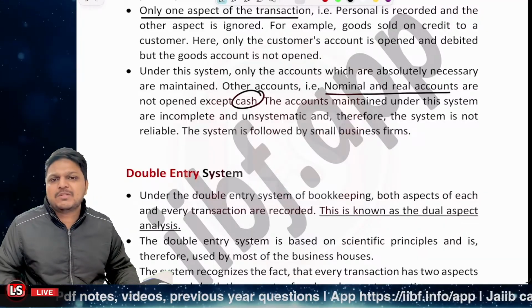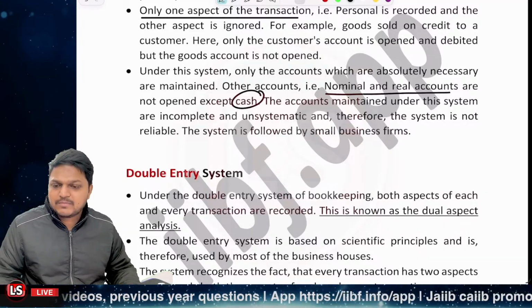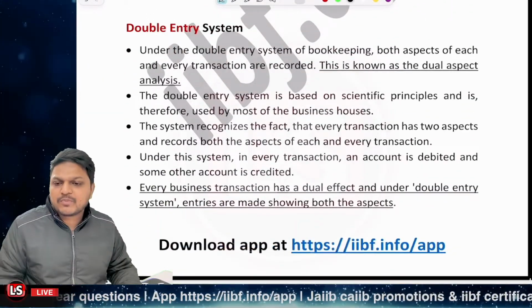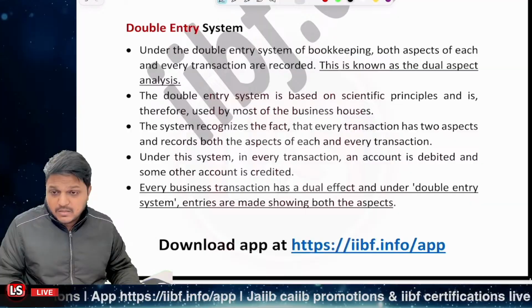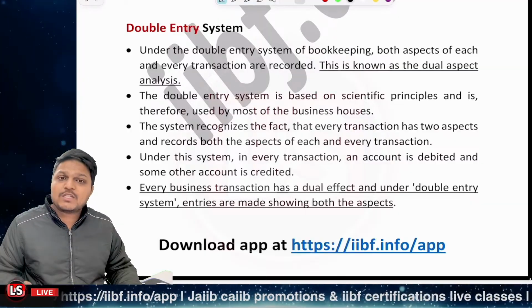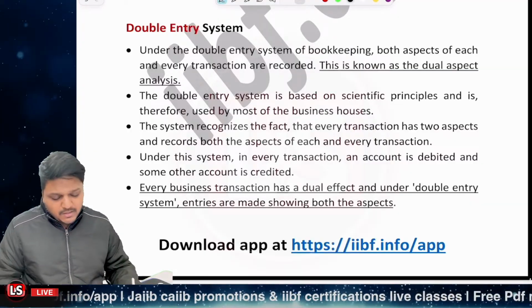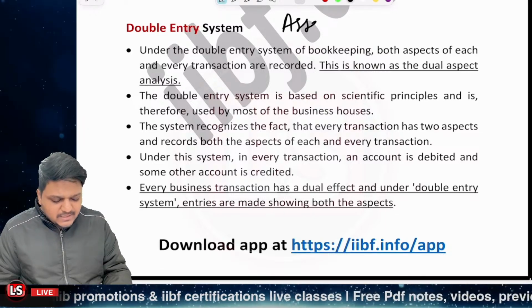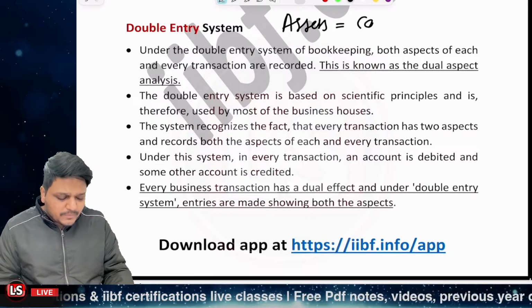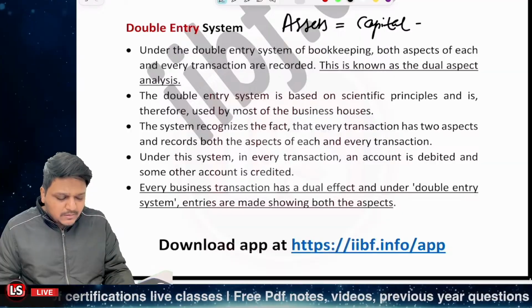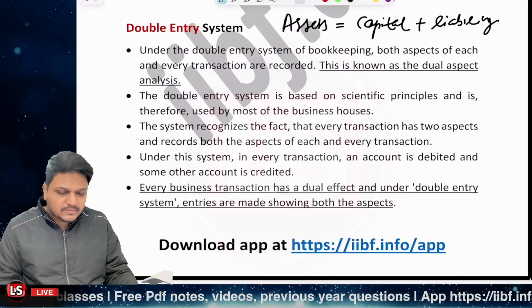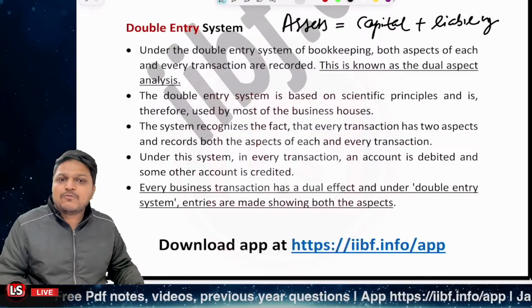Small businesses can use it because of the easiness. Otherwise, we have to follow the double entry system because it is very much scientific. Every single entity has a dual aspect, debit side and credit side. The balance sheet equation is being followed. What is the balance sheet equation? Assets are equal to capital plus the liability, right? So that is being followed.